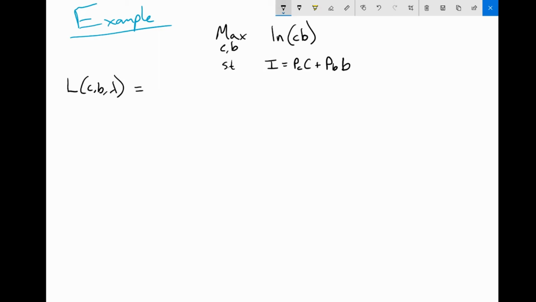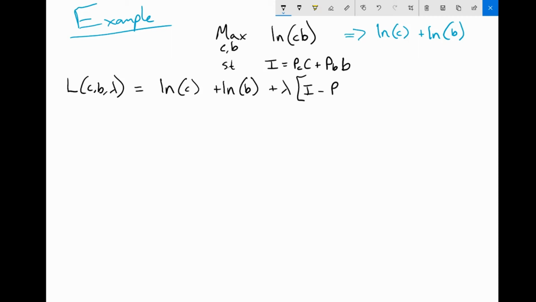Okay, now you should notice here that this equals the natural log of C plus the natural log of B. All right, natural log of C plus natural log of B plus Lagrange multiplier times income. So now our constraint is our budget constraint. Everything here has economic meaning now. Okay, and so now let's solve this.